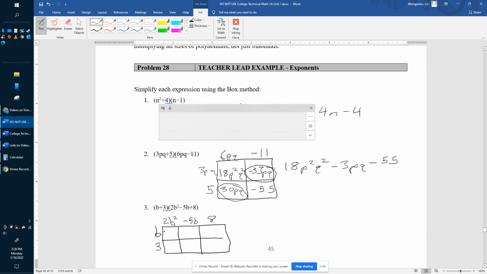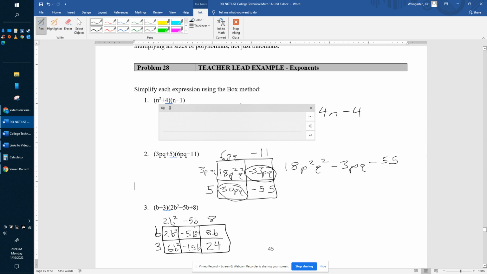2b squared times b is 2b cubed. Negative 5b times b is negative 5b squared. 8 times b is 8b. 2b squared times 3 is 6b squared. Negative 5b times 3 is negative 15b. 3 times 8 is 24.